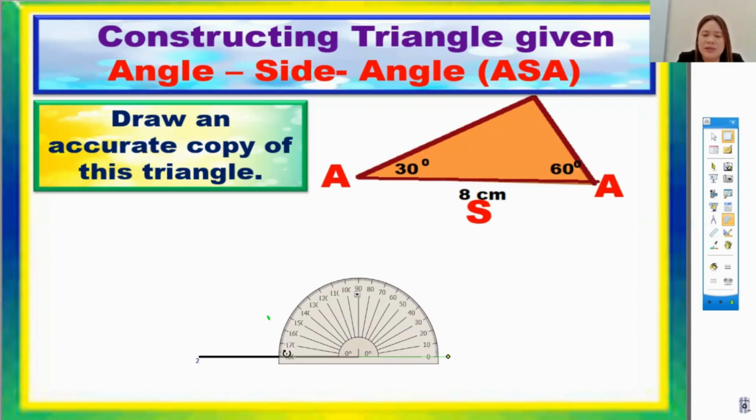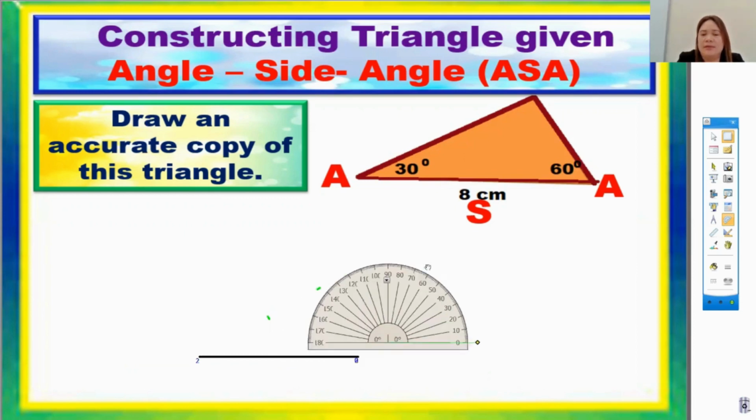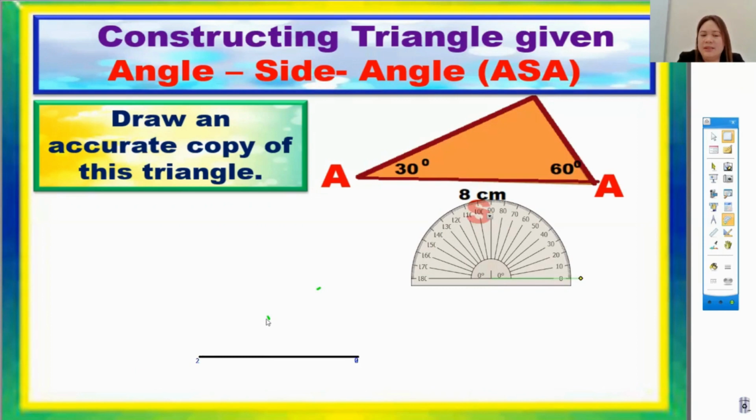So just make sure this is 0 here, this is 10, 20, 30, 40, 50. So 60 degrees is here. Again, this is 0, 10, 20, 30, 40, 50, 60. So 60 is here, so I have to put a mark on that. All right, so I have here 30 degrees and 60 degrees.